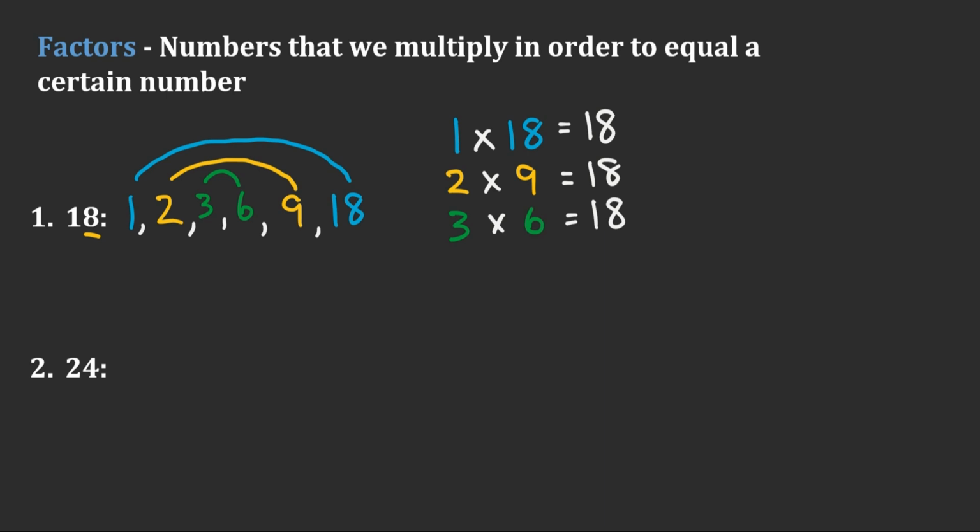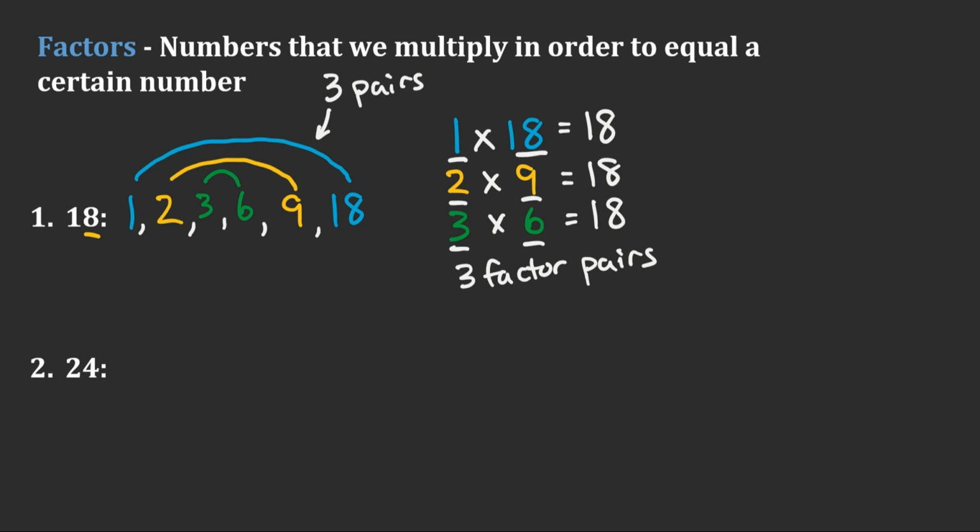And in all, we have factors of 18 are 1, 2, 3, 6, 9, and 18. 6 numbers in all, but 3 factor pairs. Okay, we can also look at the rainbow and see how many bands there are on our rainbow, and that will tell us how many factor pairs there are as well. I see 3 bands, which means 3 pairs.